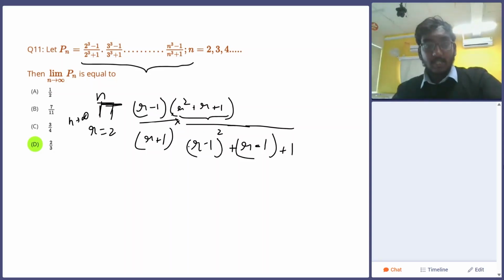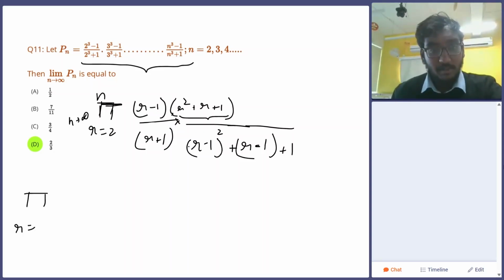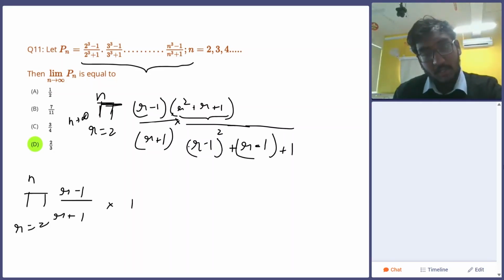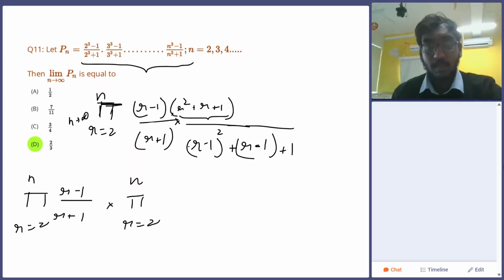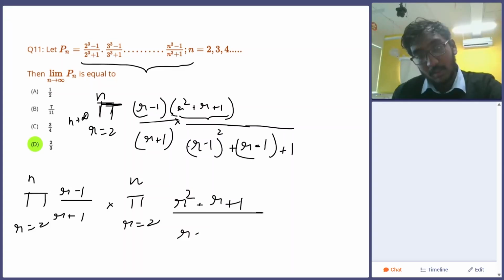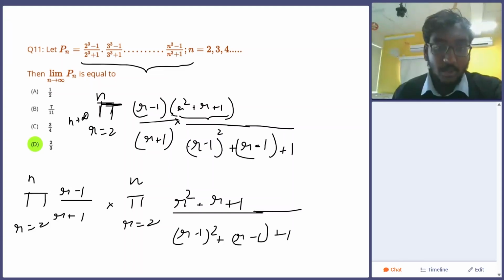So it's basically two product ratios. You just split it. One will be the product for r equal to 2 to n of r minus 1 upon r plus 1, not from 1 to n. And the other is the product for r equal to 2 to n of r square plus r plus 1 upon r minus 1 square plus r minus 1, plus 1. Clear? And now how will you evaluate this particular expression?